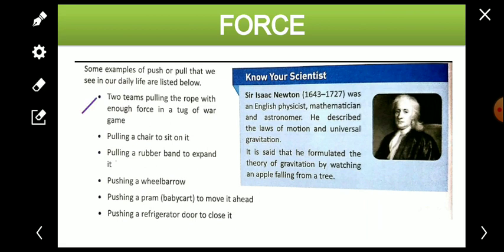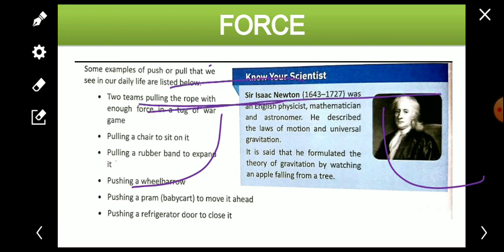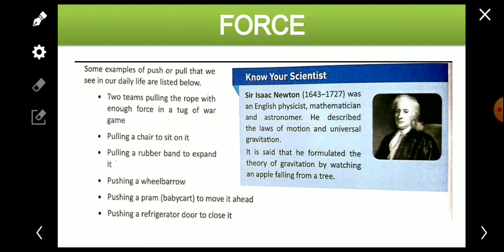Like one example is two teams pulling the rope with enough force in a tug of war game. You must be aware of the tug of war game, that two teams are there on different sides, and they all hold the rope and try to pull it towards them. In this also they apply force on the rope to pull it towards them to win the match. So here we see the pulling of the rope.